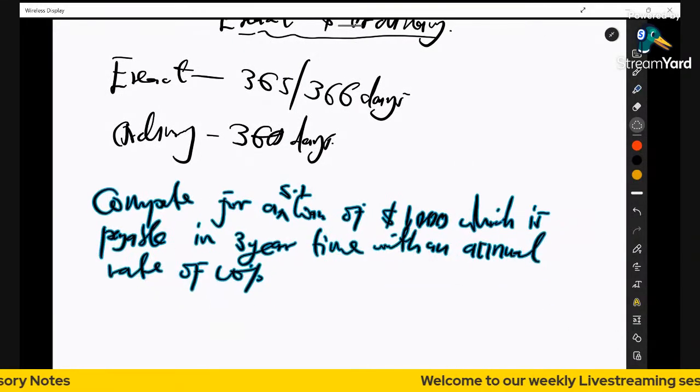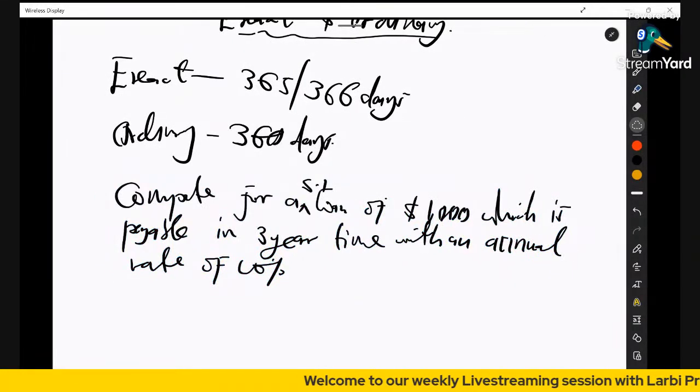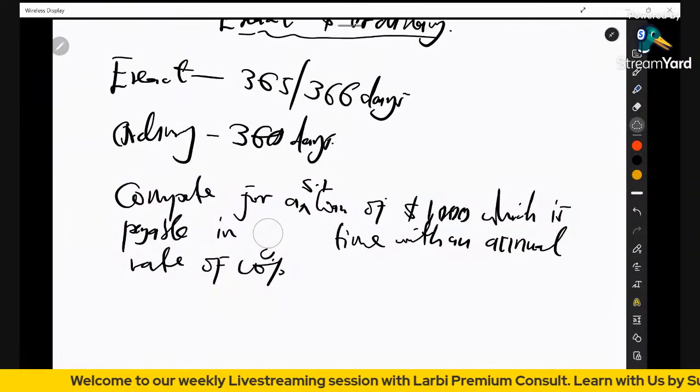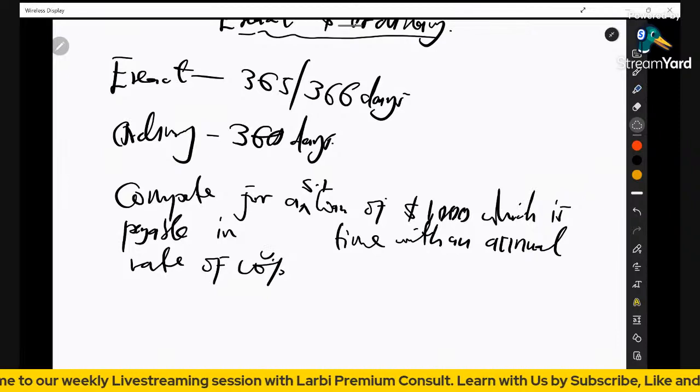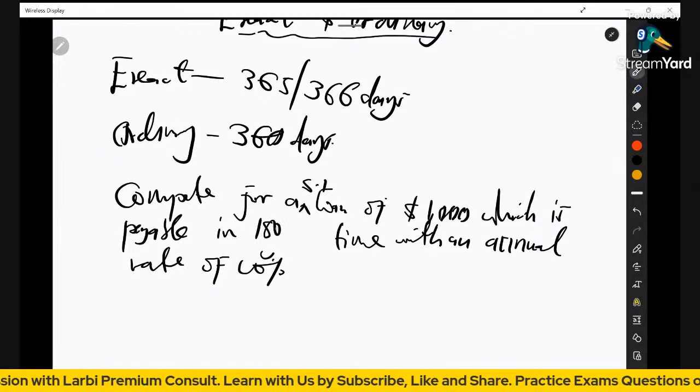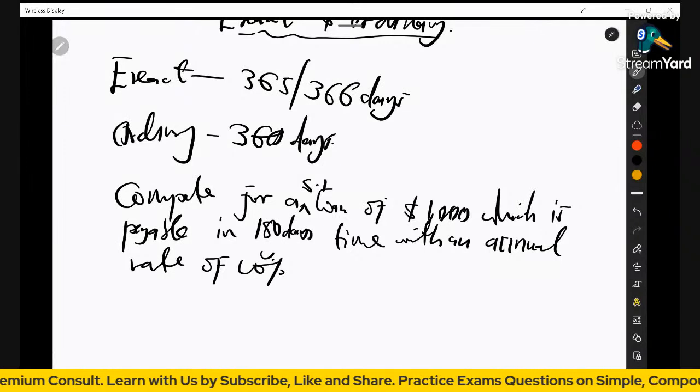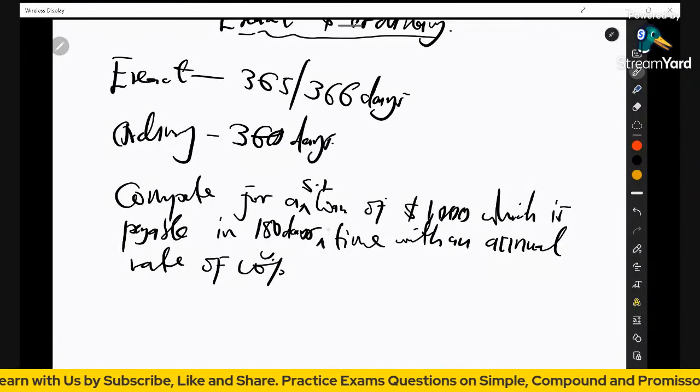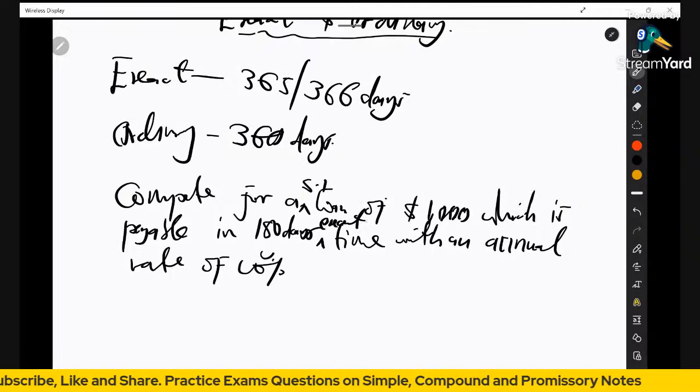So assuming that in the question I've said that instead of payable in 3 years, it is payable within, let's say, 180 days. Instead of 3 years, the question says 180 days exact time. Then we are talking about the exact method of computation of simple interest. And what will have been your response?